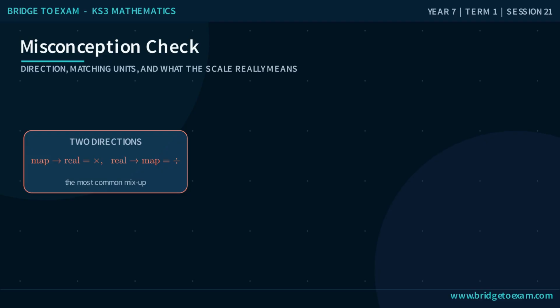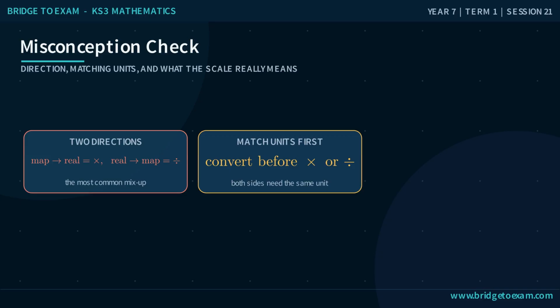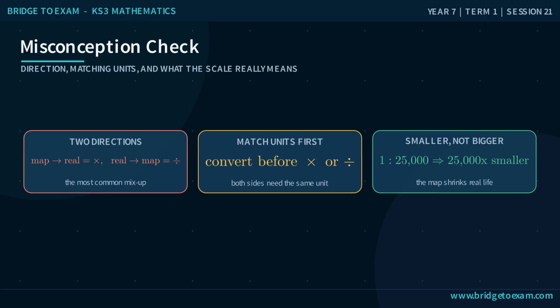Map to real life means multiply by the scale factor. Real life to a drawing means divide. Mixing these two up is the most common error in this whole topic. Both sides of a scale ratio must be in the same unit before you multiply or divide. Convert real-world measurements first if they aren't already in that unit. A scale of 1 to 25,000 doesn't mean the map is bigger. It means the map is 25,000 times smaller than real life.